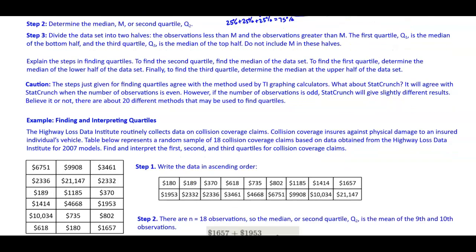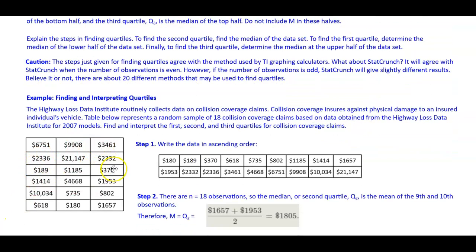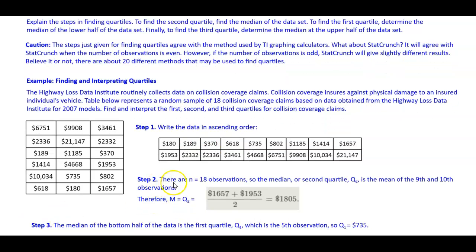So here is our data, over here to the left. Step 1, we want to write the data in ascending order. We start with the smallest one, which goes from 180, 189, and then goes all the way to 21,147. So again, step 1, we write the data in ascending order. In step 2, there are n equals 18 observations. How many observations do we have? 18, which means that it's even.